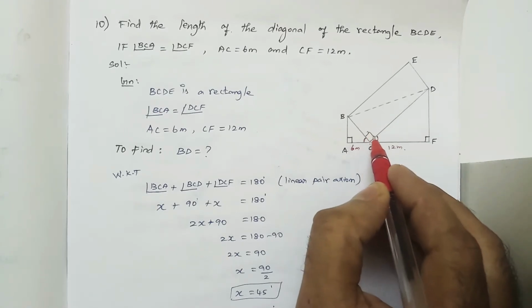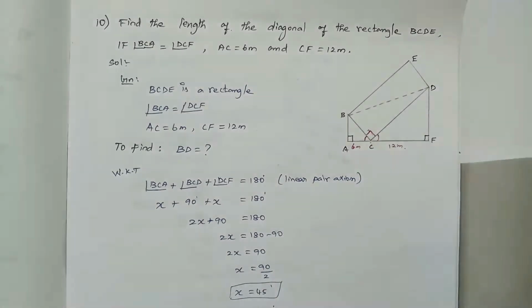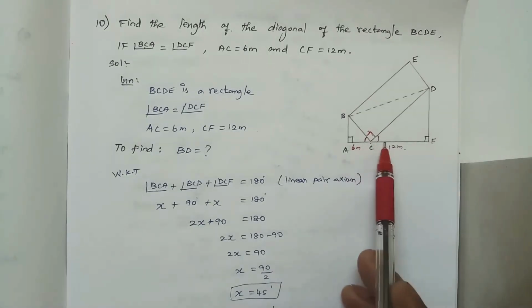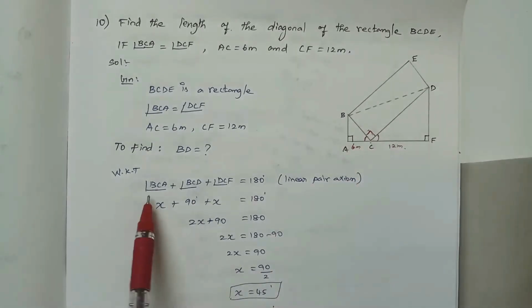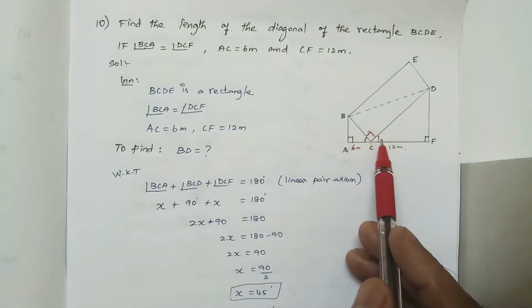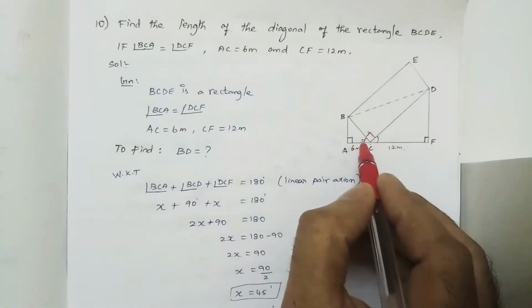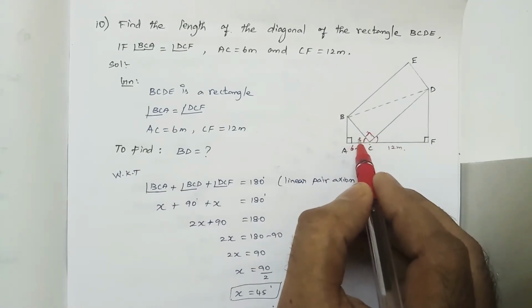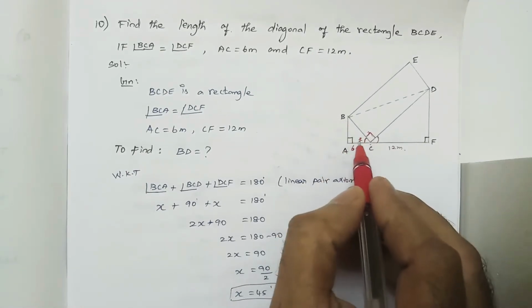Angle C is nothing but a right angle, right? So first I am just going to find these two angles. See, they have already given that angle BCA will be equal to this angle. I am just assuming that this angle is X. Let angle BCA be equal to X.